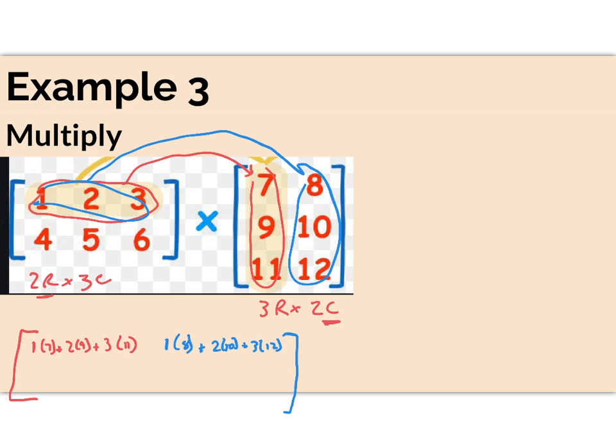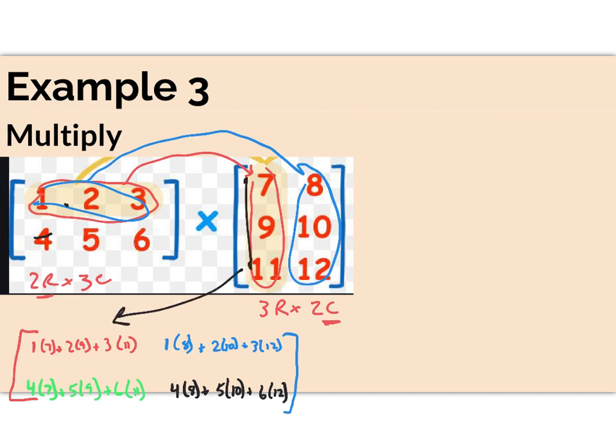Okay, and then we're going to have on the bottom 4 times 7 plus 5 times 9 plus 6 times 11. And then over on the bottom right, 4 times 8 plus 5 times 10 plus 6 times 12. And these numbers are going to get very large.